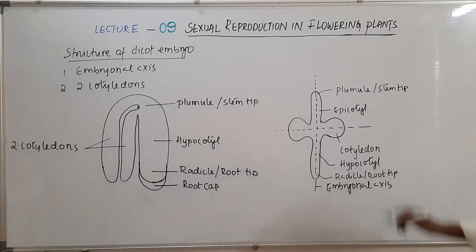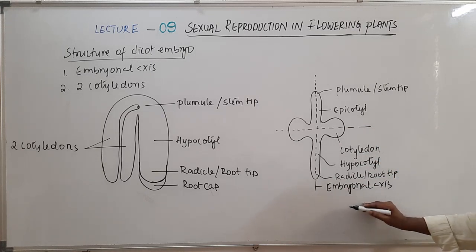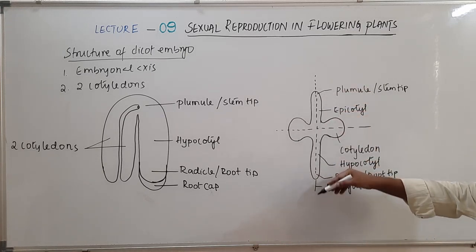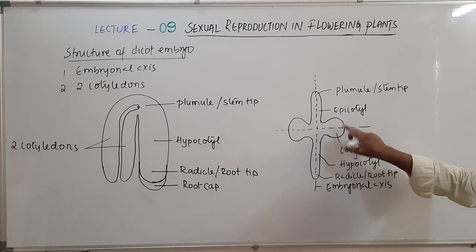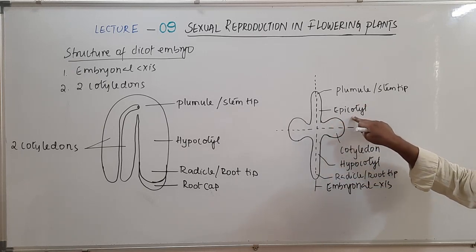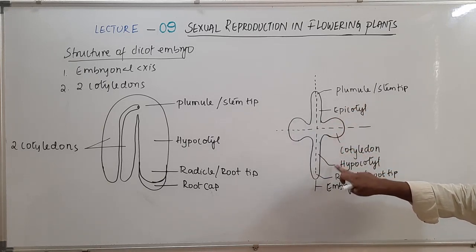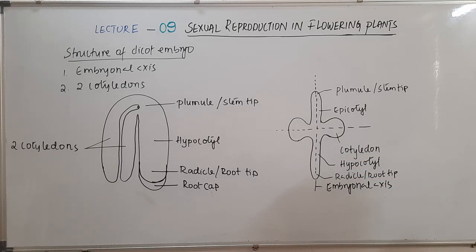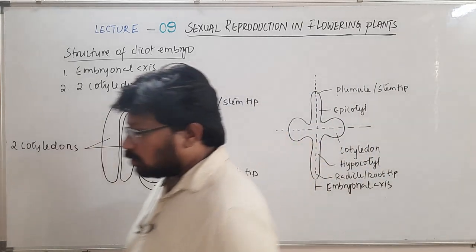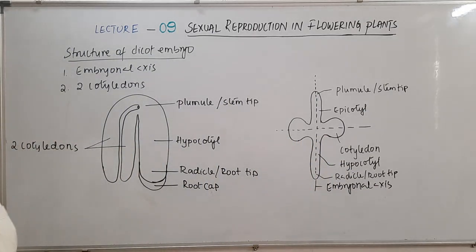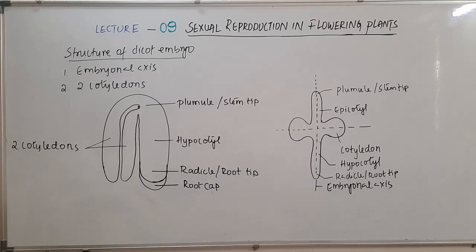So this is how we see the parts of a dicot embryo. So this is the embryonal axis which I have drawn over here, and the region above these cotyledons, which we call the epicotyl region, terminates with the plumule, and the region below this cotyledon is called the hypocotyl region, which terminates with the radicle or root tip, which will be covered by the root cap. Right, so that part is clear.